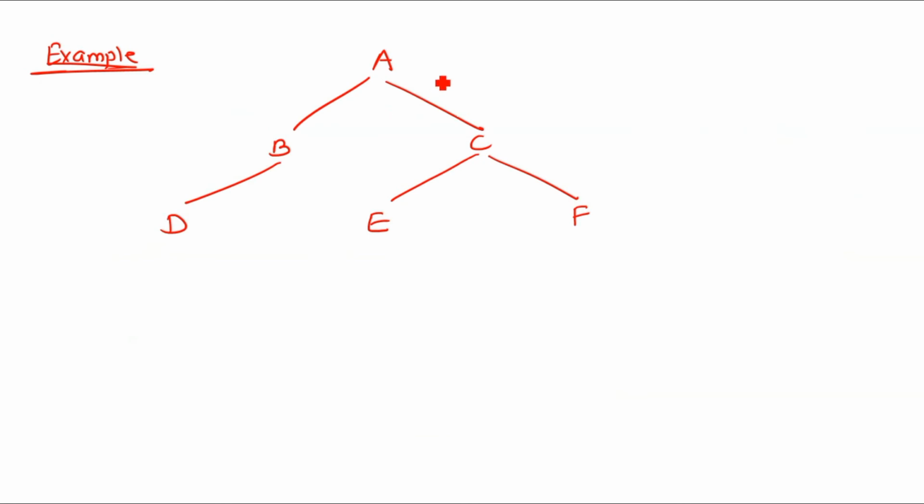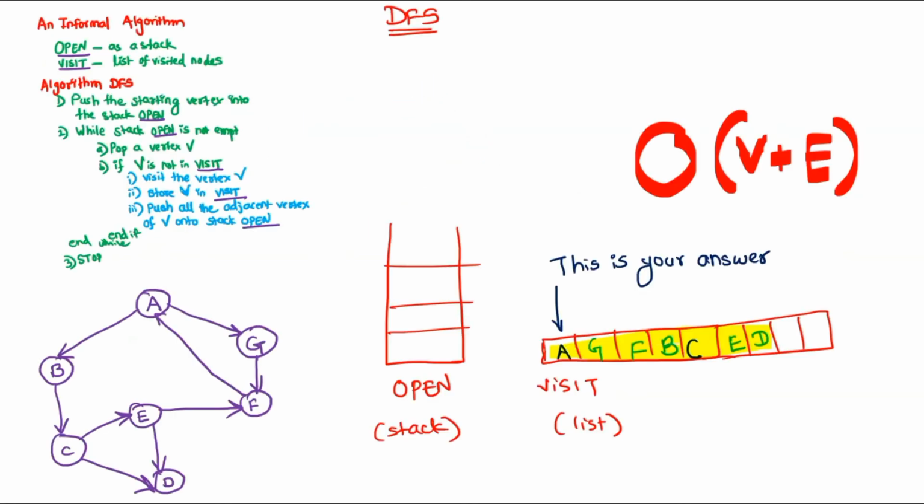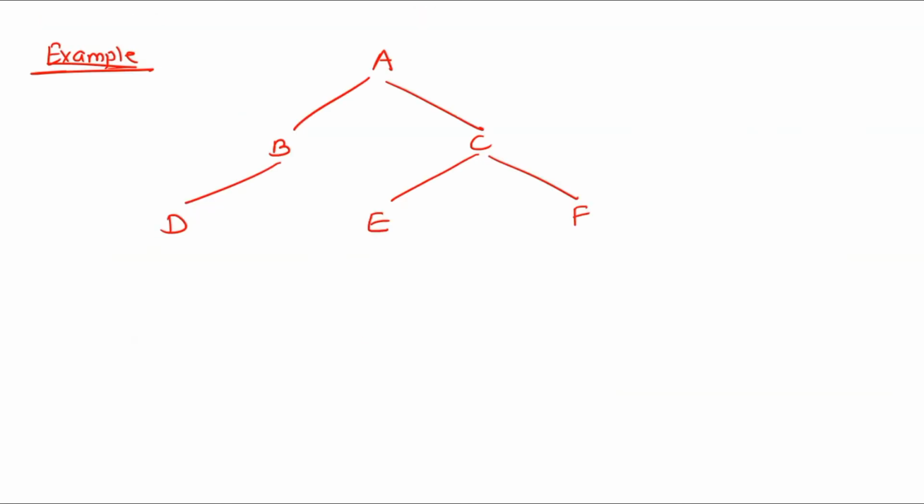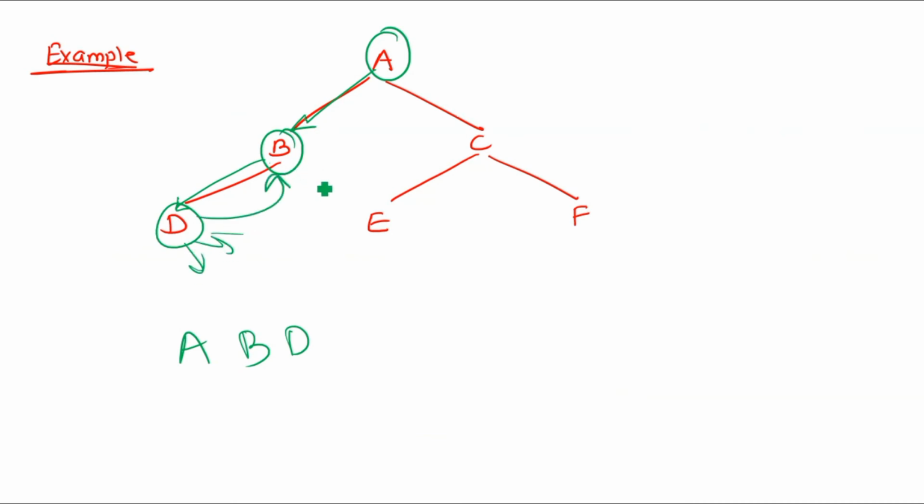Now for this example, what will be the DFS if you don't follow the informal algorithm? First of all, visit one vertex, then try to explore its one adjacent vertex. We visit vertex A, explore its only adjacent vertex, that is B, then explore its only adjacent vertex, that is D. Now there are no adjacent vertices, so we backtrack here. Again there are none, so we backtrack here.